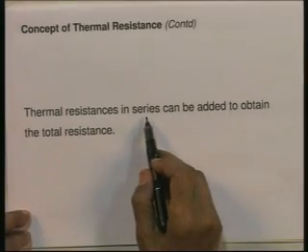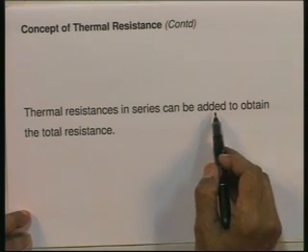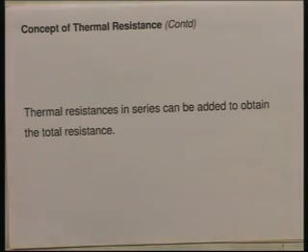So, let me repeat that sentence because it is a useful one. Thermal resistances in series can be added to obtain the total resistance. When we have many resistances in series, the total thermal resistance is the sum of the individual thermal resistances. Now, with this backdrop, let us look at a composite situation. A composite situation is one in which we have a number of thermal resistances in series.